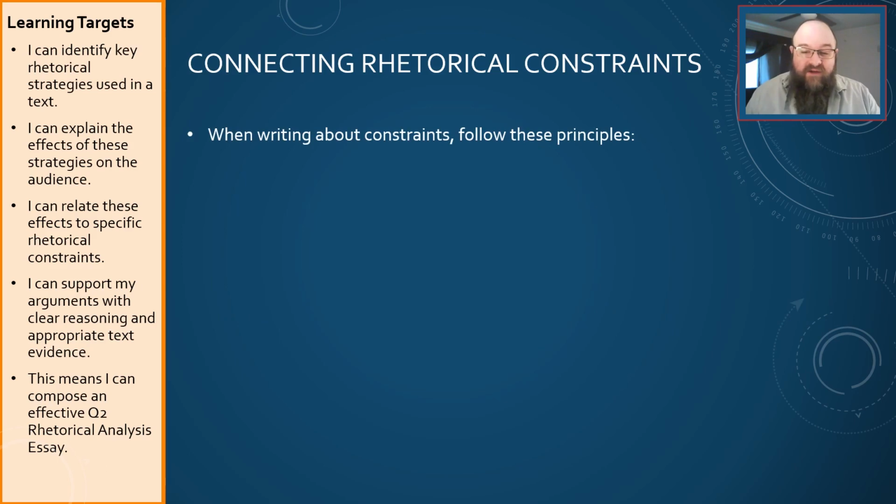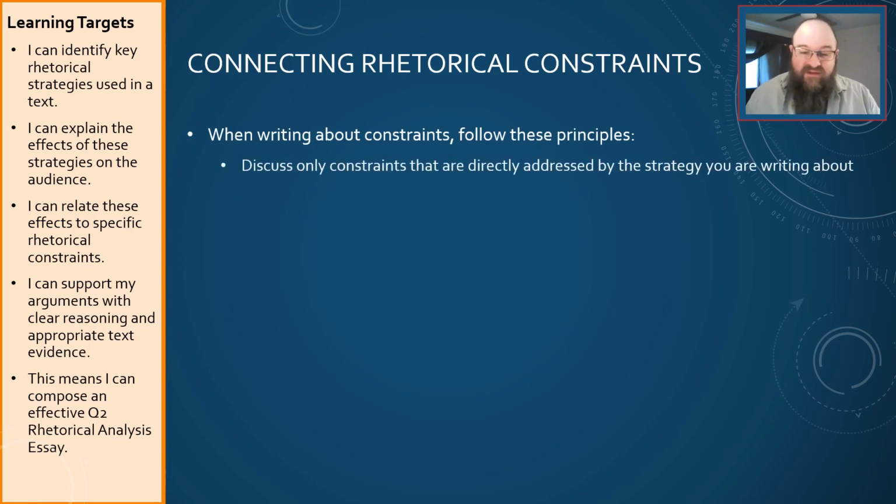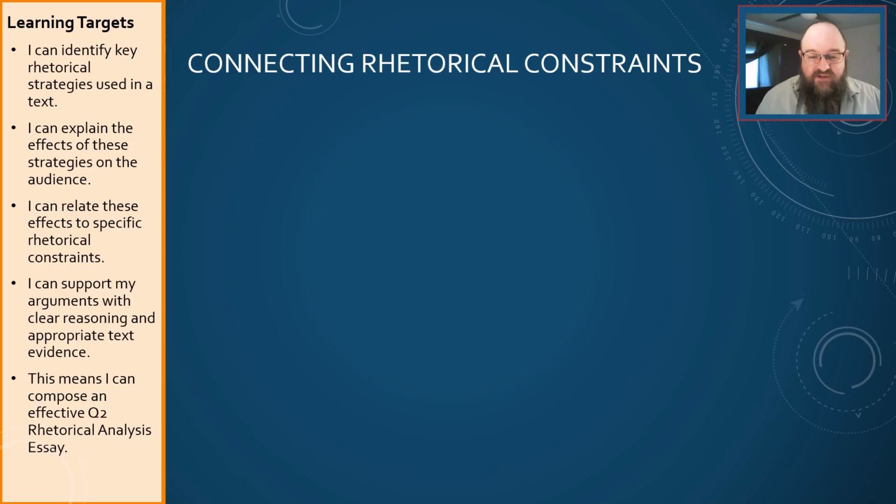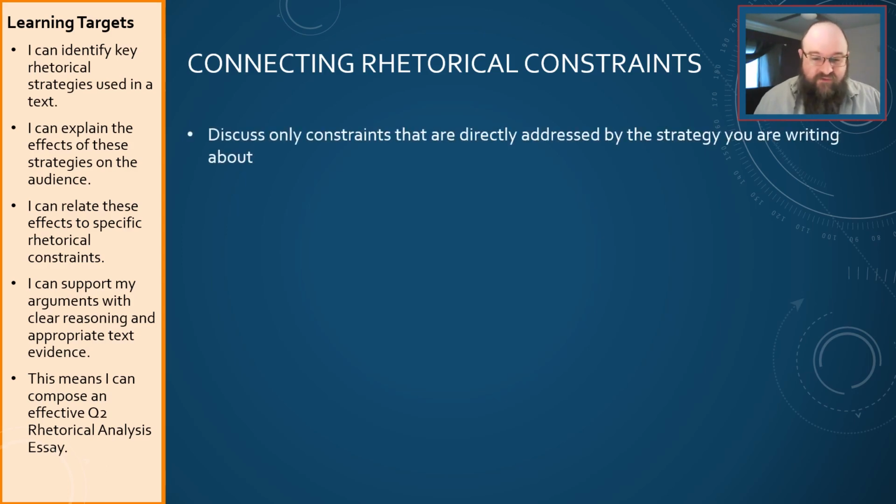Well, when writing about constraints, follow these three principles. One, discuss only constraints that are directly addressed by the strategy you're writing about. Two, explain where the constraints come from, meaning why they exist in the first place. And finally, three, don't forget to explain how the strategy actually addresses the constraint. Don't forget to connect the two together. Let's look at each of those one by one, starting with the first one.